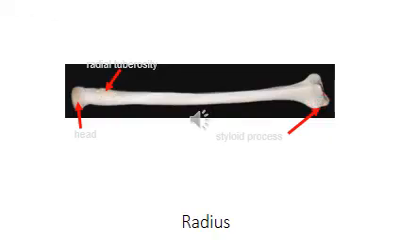The lateral bone of the forearm is the radius. It has a constricted upper end, an expanded lower end opposite to the ulna, and we have in between the shaft. The upper end consists of head, neck, and radial tuberosity, and the lower end also has a styloid process.